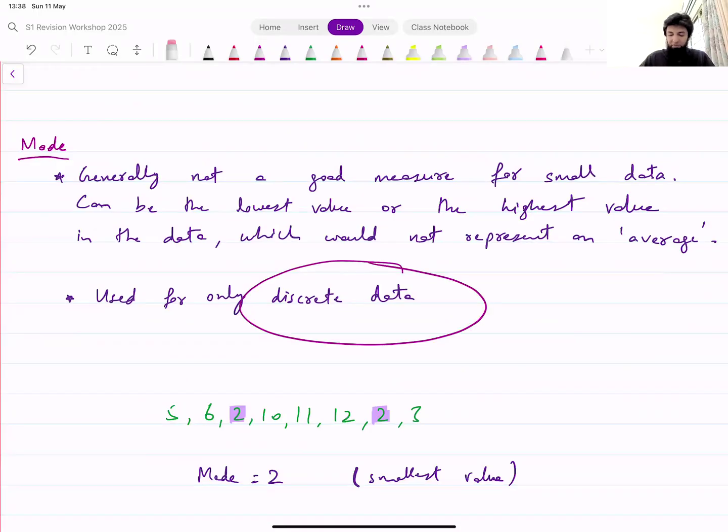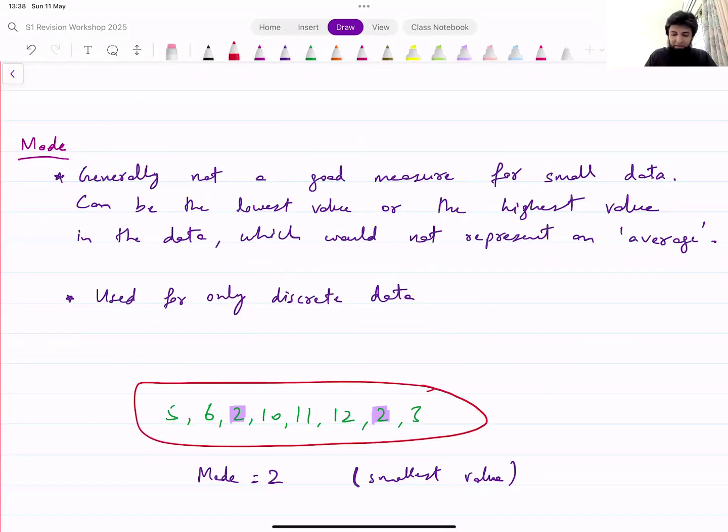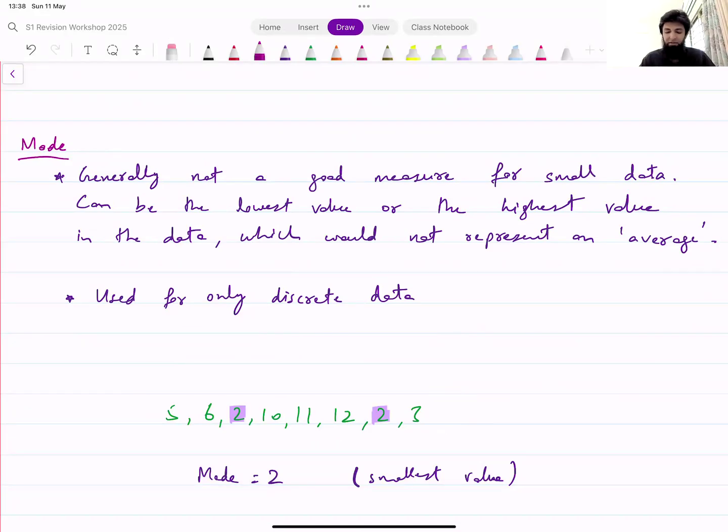Now, in mode, you'll sometimes get problems in which you have very small data sets. For example, you just have these 8, 9 values like this, and you would be asked to find out whether the mode is a good measure in that case. Generally, mode is not a good measure when the data is very small, because a lot of times, by coincidence, one value might be repeated. For example, in this case, 2 is coming twice and the mode is turning out to be 2. Now, 2 is not really a good representation of this data, because 2 is actually the lowest value in the data. So that's not an average of the data in any way.